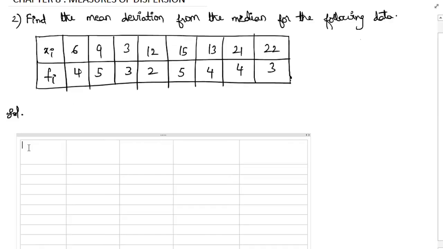Now we'll go with the second question. We have to find the mean deviation from the median for the following data. Keeping the observations in ascending order.